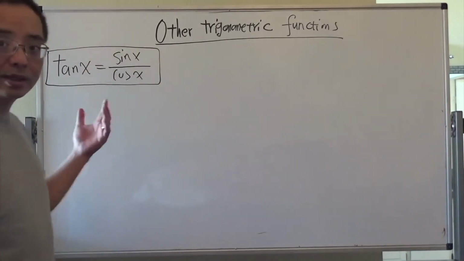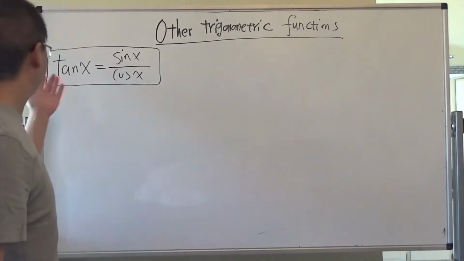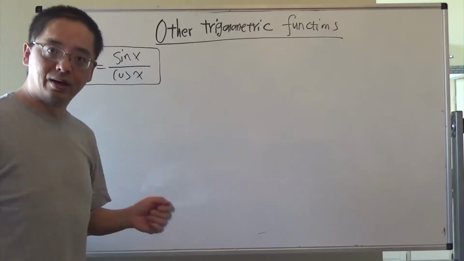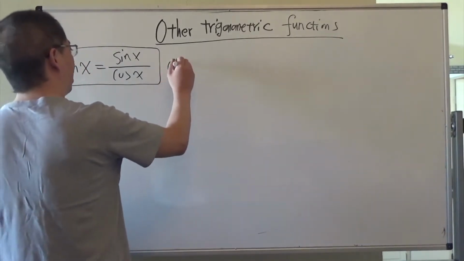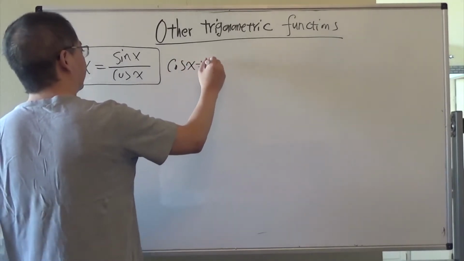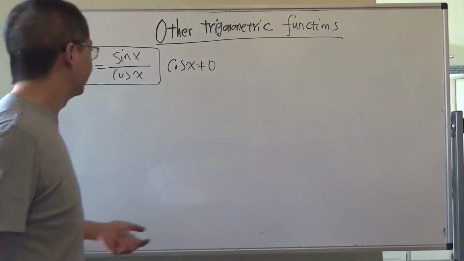Now, because sine x and cosine x are defined for all real numbers x, therefore tangent x is also defined for all real numbers x as long as the cosine x is not 0. Okay, so this is where the function tangent x is not defined.